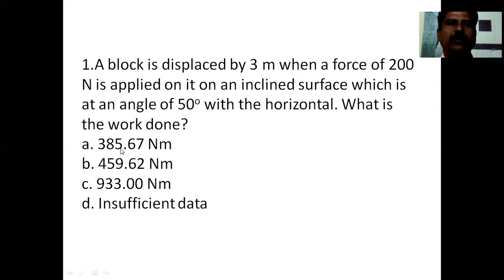So we know that the work done by a force on an object, if the applied force makes an angle with the displacement, then we know the formula W is equal to F S cos theta. Here the force is 200 Newton, the displacement is 3, and cos of 50 degrees. So that will give you the amount of work done on that object due to the application of the force.